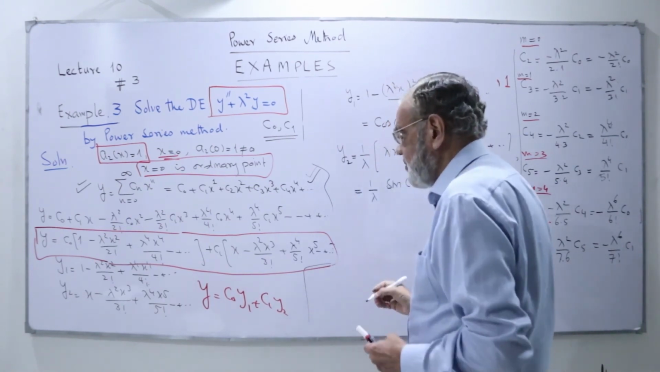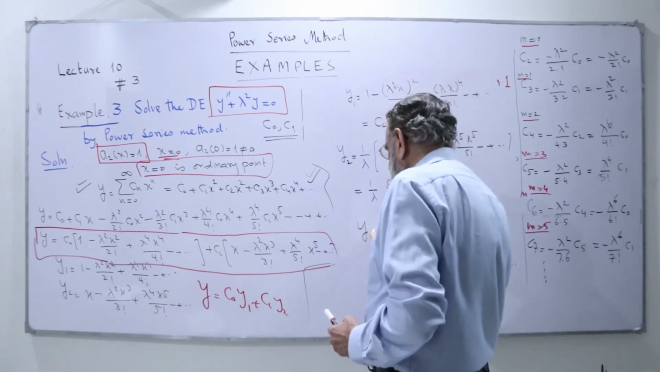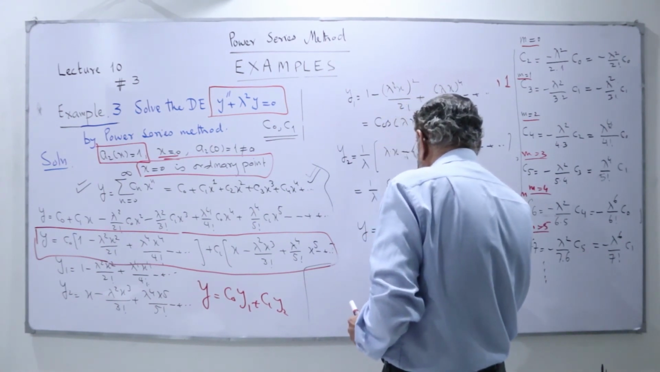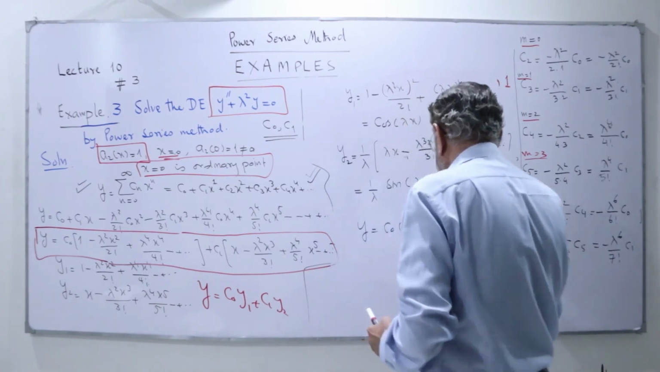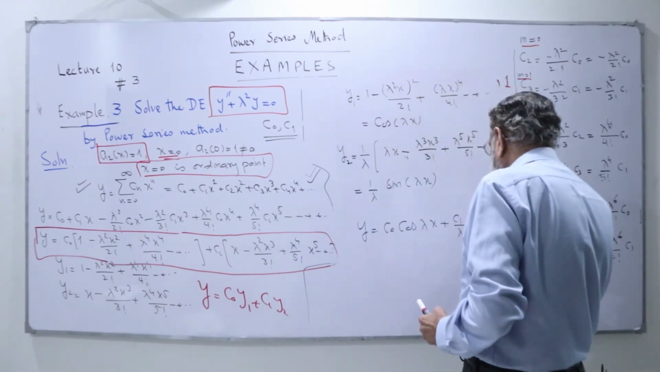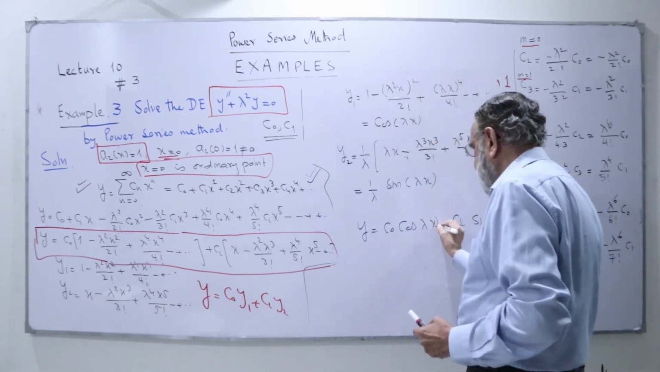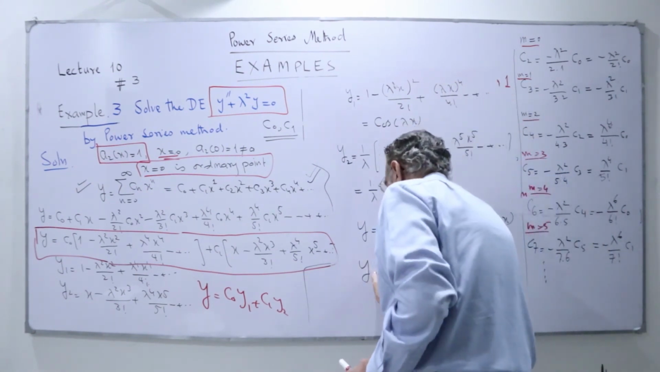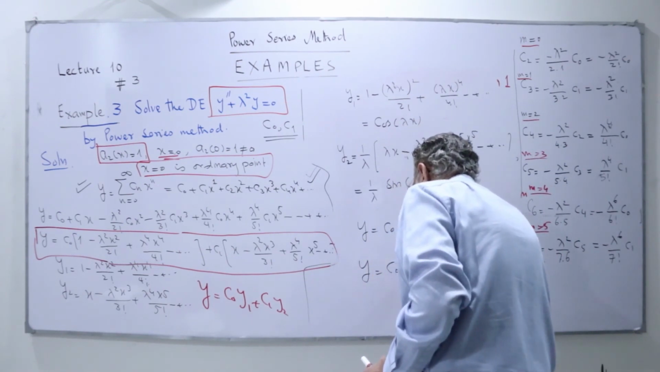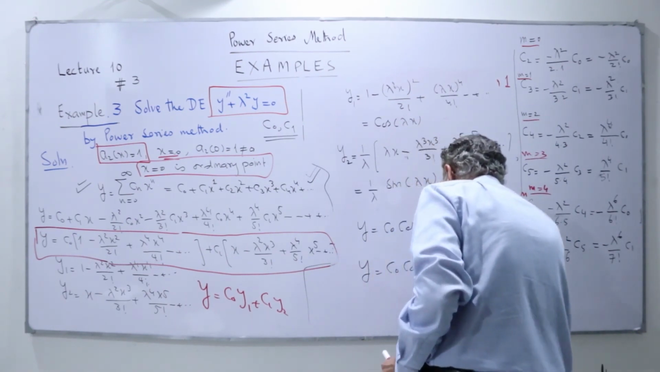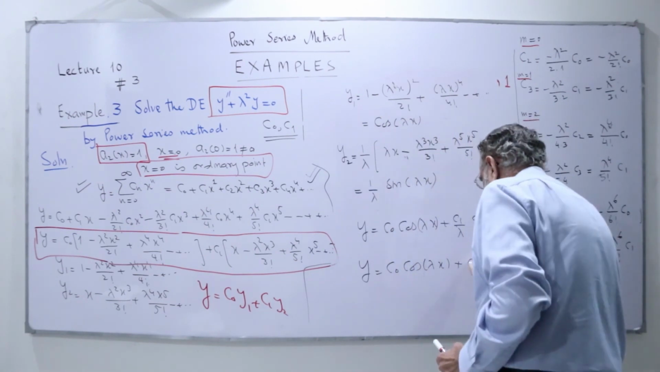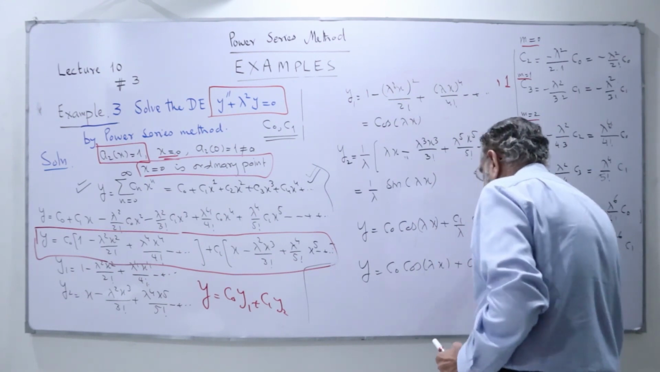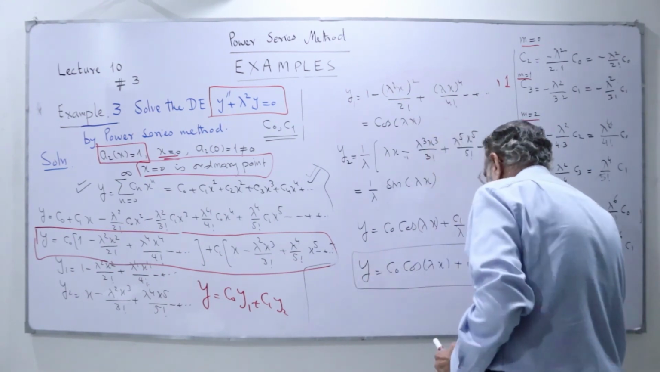So I can write my solution: y is equal to C0 cosine lambda x plus C1 over lambda sine lambda x. Here C1 over lambda is a constant, since lambda is also a constant. So y equals C0 cosine lambda x plus C2 sine lambda x. So we have the solution in terms of the functions sine and cosine.